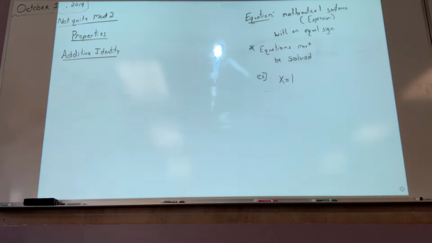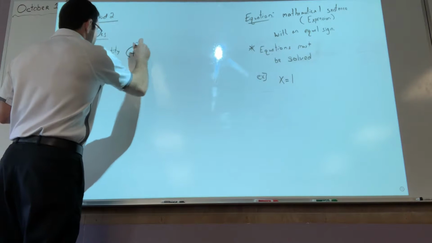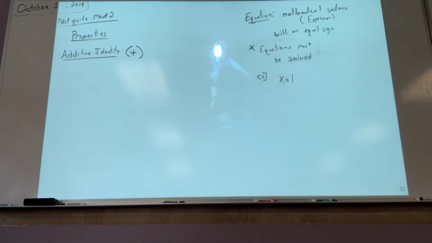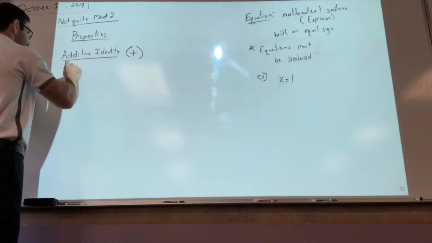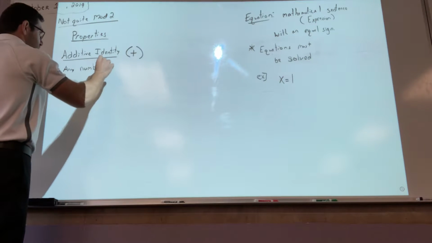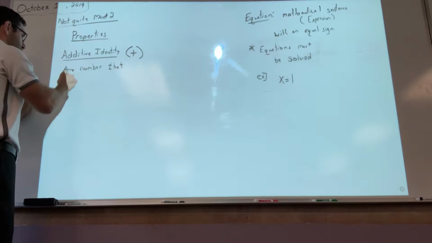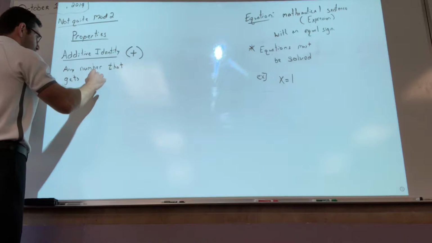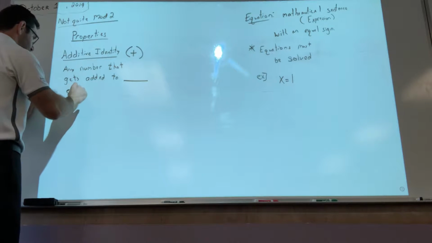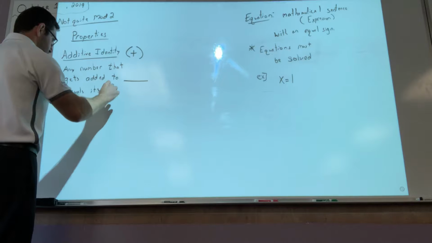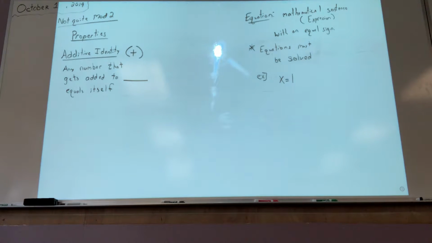And I should see a bunch of hands. Come on. Additive identity. Additive. Charlie. Addition. You're the man. So we are going to be adding something in the additive identity problem. So first, any number that gets added to, and then I'm going to put a blank, equals itself. Okay, so leave a blank. There's going to be a word there. So any number that gets added to blank equals itself.